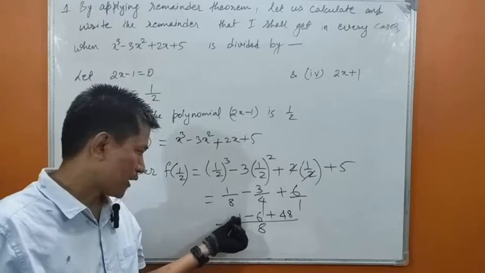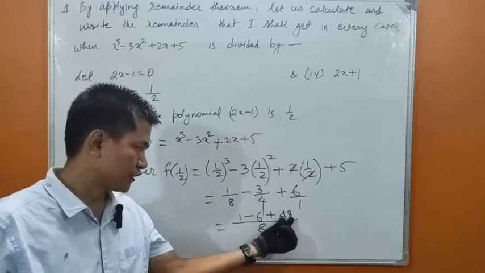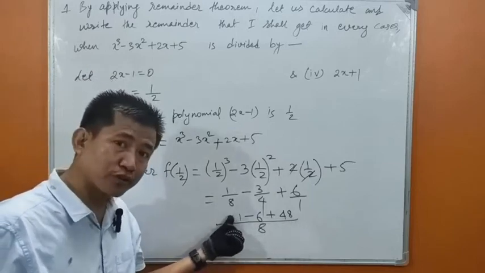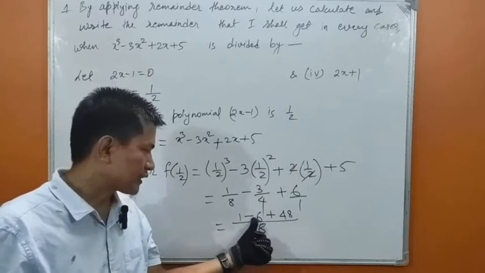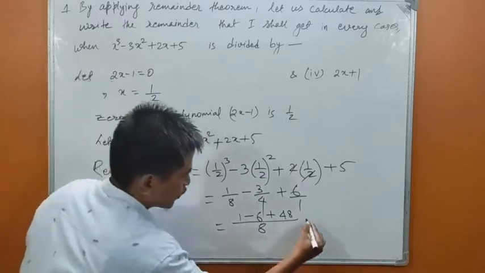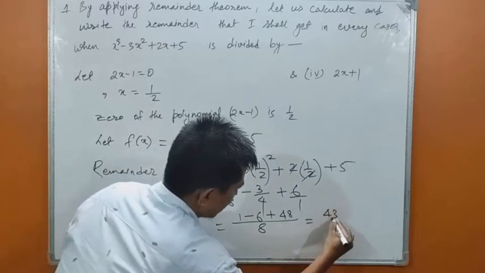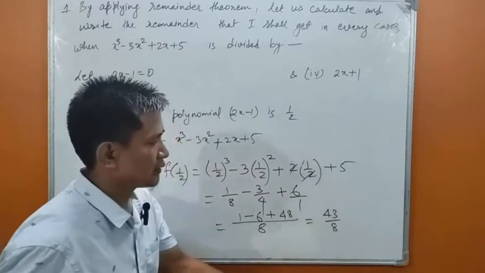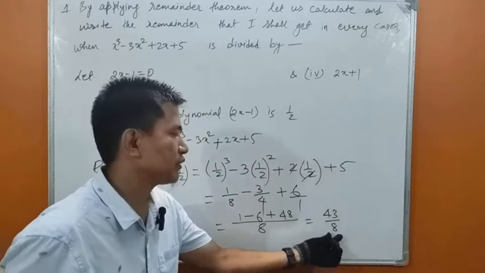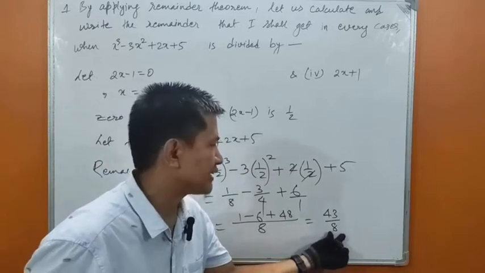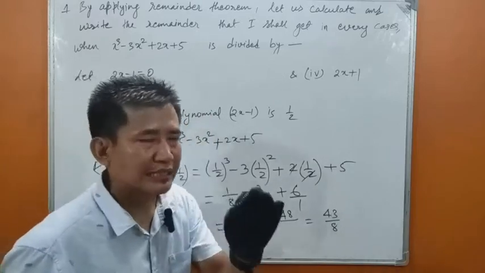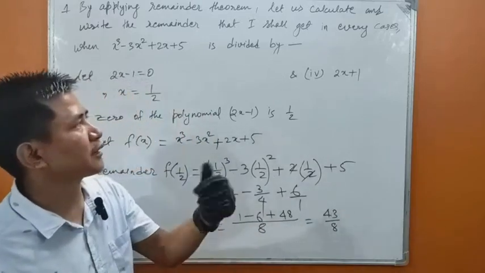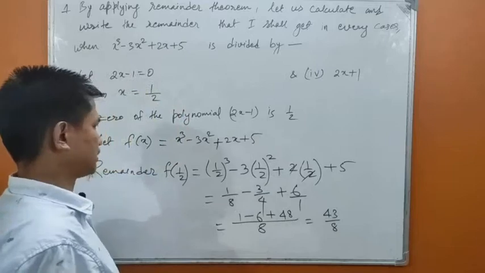48 plus 1 is 49, isn't it? 48 is positive, 1 is also positive. So 48 plus 1 is 49, and 49 minus 6 is 43. So we got 43 upon 8. This is an improper fraction because the number in the denominator is lesser than the number in the numerator. So if the fraction is improper, we need to convert that type of fraction into mixed fraction, isn't it?